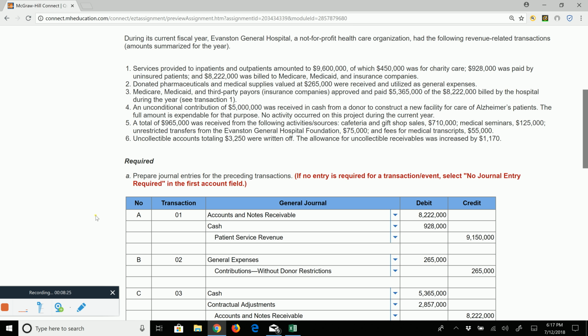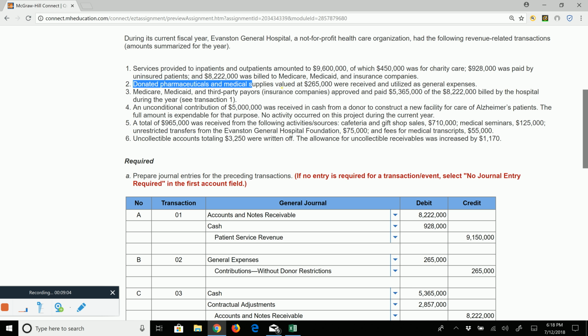Number 1, services provided to patients amounted to $9.6 million. Now, out of that amount, $450 was for charity care. And remember, as we just said, with charity care, that does not get recognized at all as a revenue or a receivable or a write-off. None of it. So 9.6 minus the 450, $9,150,000 we're going to credit to the revenue account. $928,000 was paid by uninsured patients, so we received cash, debit cash of $928,000, and the rest was billed to Medicare, Medicaid, and insurance companies. We will debit the receivable for that.